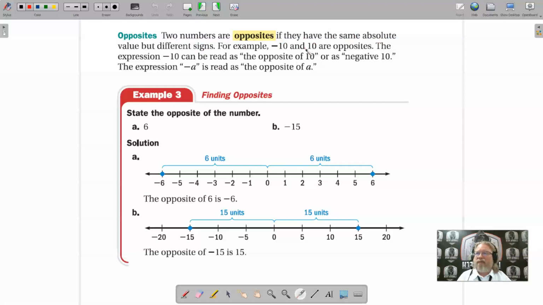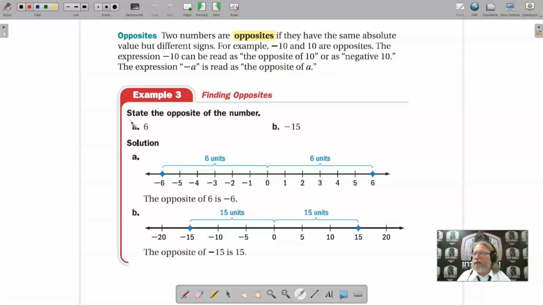Their absolute value is 10 for both of them, but one has a negative sign, the other one's positive, so they are said to be opposites. The expression negative 10 can be read as the opposite of 10. So instead of saying negative 10, I could say the opposite of 10, because the opposite of 10 is negative 10, right? The expression negative a is read as the opposite of a. So the words negative and opposite, we can kind of switch them in and out and interchange them.